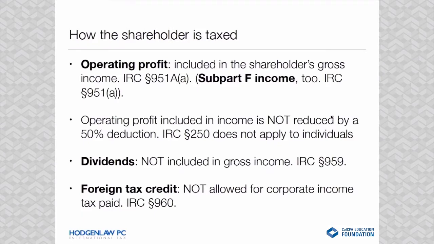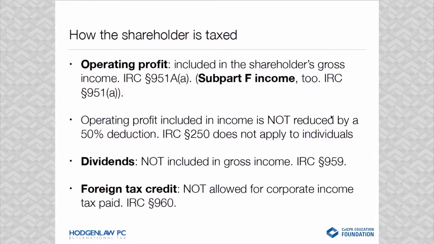A little bit of overview. This is the technical nerd part. So operating profit. Remember I talked about how operating profit is included in the shareholder's gross income, even though this is an override of the subchapter 3 concept that a corporation is a separate taxable entity from the shareholder. No more. It's a straight flow through of the operating profit. And I'll show you how it calculates in a few slides from now.